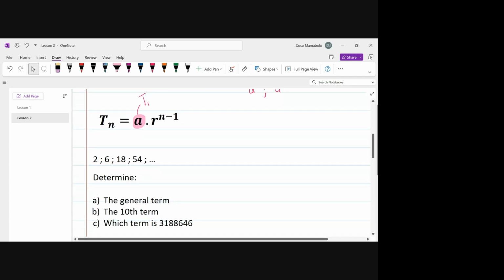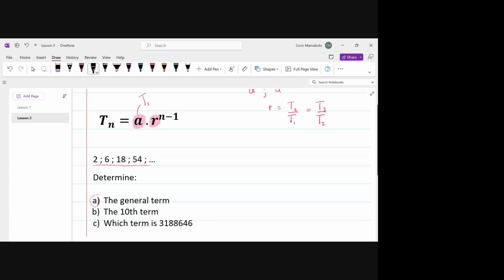Now, because we're doing geometric patterns, we don't have a D. We're not calculating for a common difference. We're calculating for R. We are calculating for a common ratio. Let me remind you, R is equal to T2 over T1, which should also equal T3 over T2. All right, so let's go ahead and use this sequence over here to find the general term.